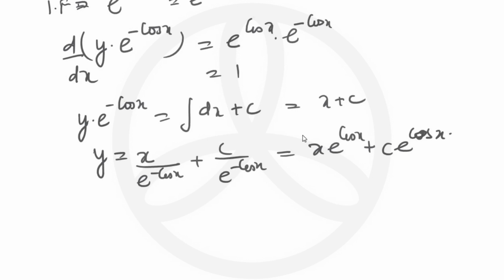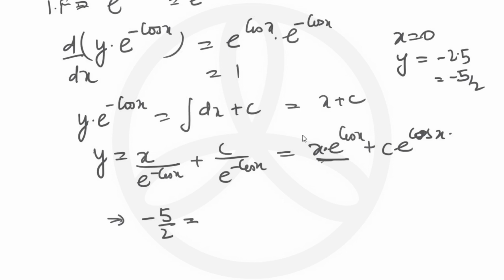Now what is the IVP? The IVP says that x is equal to 0, y is equal to minus 5 over 2. I take y as minus 5 over 2 and x is 0. Since x is 0 here, that term will become 0, so I don't write that. And c e to the power cos 0 will be e to the power 1, which is actually e, and this will become c, minus 5 over 2e.